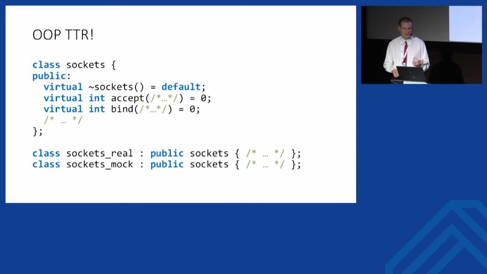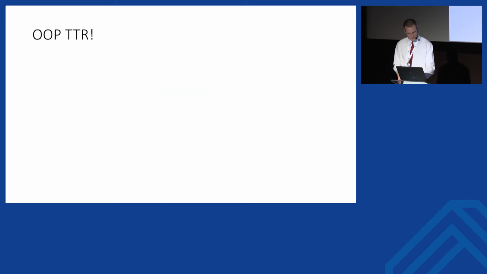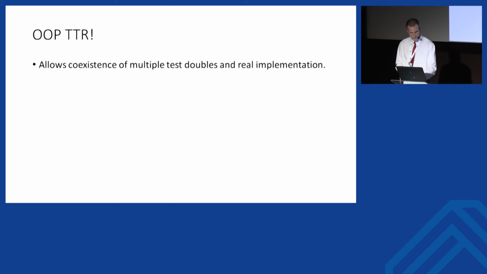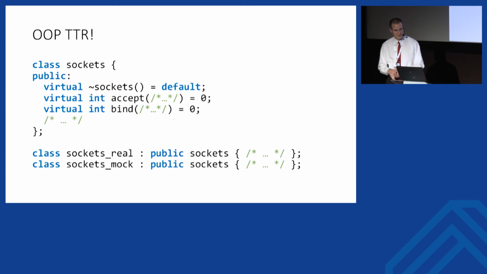Now the only problem is that you cannot use the global functions directly. Instead, you have to use the interface. There are two approaches for this. You can either make it clear dependency injection. So every class that uses sockets will take as an argument to the constructor the sockets interface, and this way, well, you can control everything.